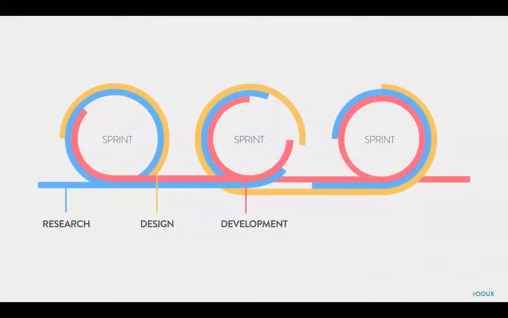Another way that we represent it is just showing that within each sprint, each discipline has a role, and it may be a bigger role, 100% of their time, or it may be 10, 20, 30% of their time, but they are all engaged throughout the project and throughout the sprint cycle so that we know when we're needed and when we can contribute and provide value.